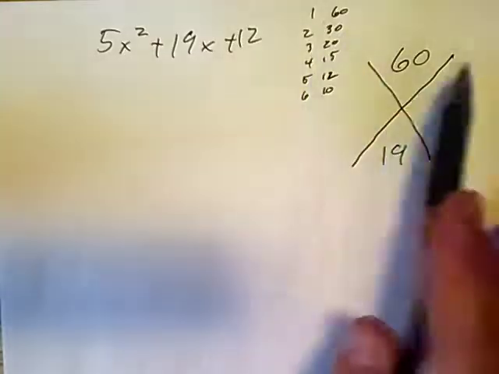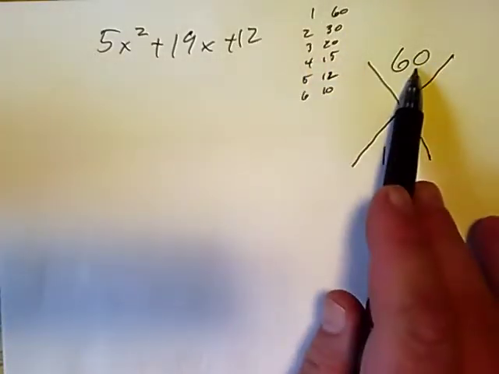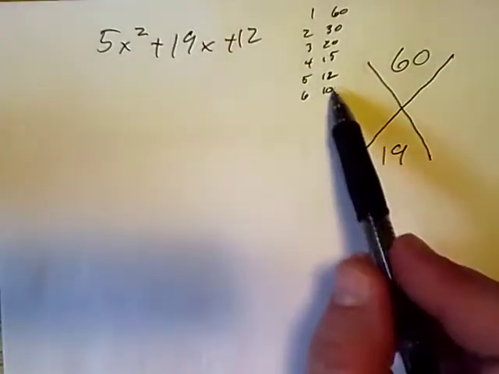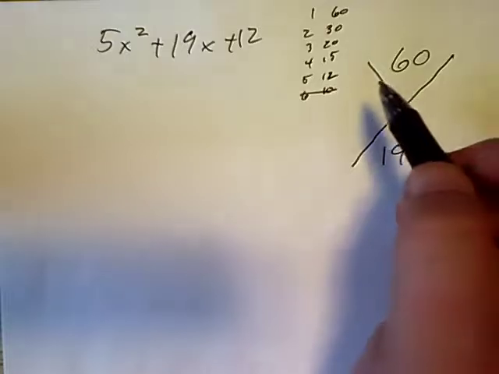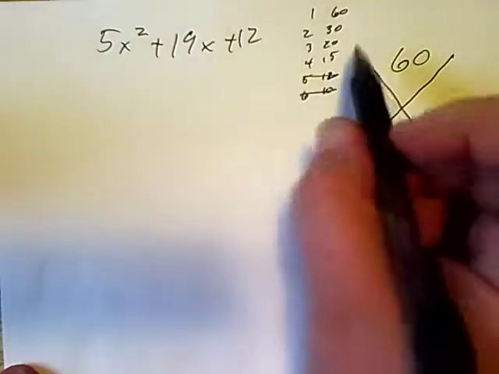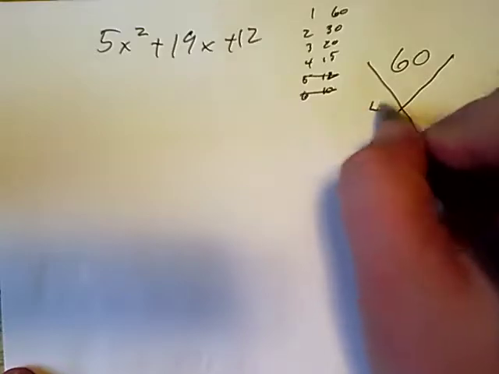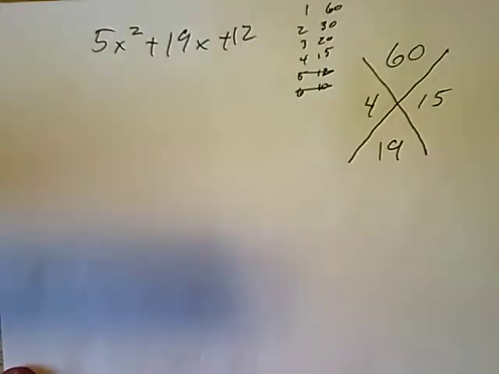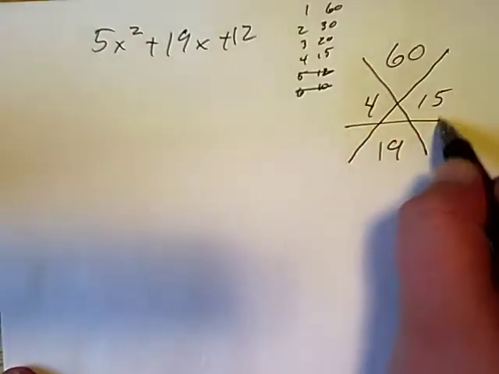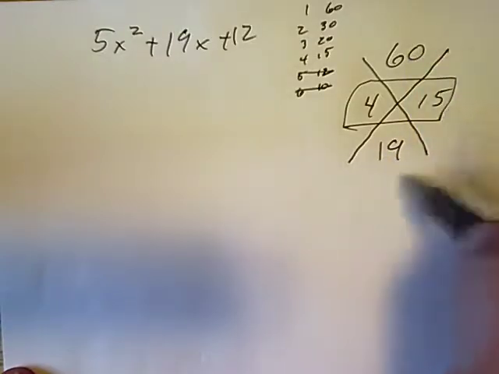Now, which one of these is going to add up to 19? Well, we already know that they multiply to 60. 6 plus 10 is 16, so that's out. 5 plus 12 is 17, so that's out. 4 plus 15 is 19. So here we go, 4 plus 15, and that will give me the 19 that I need. They multiply to 60 and add to 19.